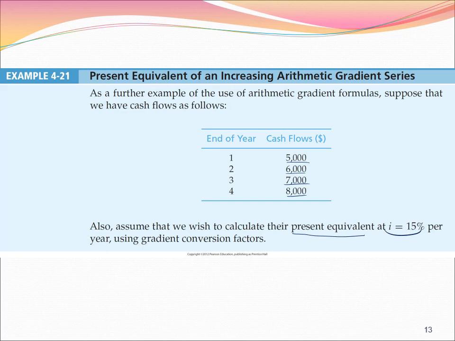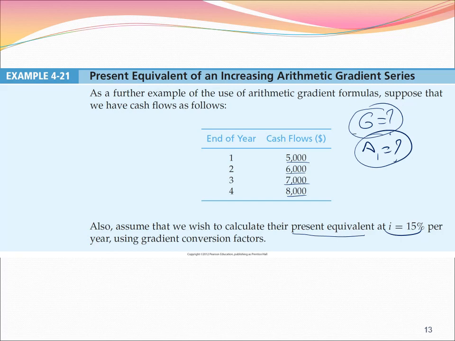Okay, then in this example, look, we are not given what is G. We are not given what is A1. Remember, A1 is the first payment and G is the constant increase at each period. So how do we find it? Actually, we are not sure. Sometimes, in some cases, we may not be sure if it's a gradient increasing series or not.